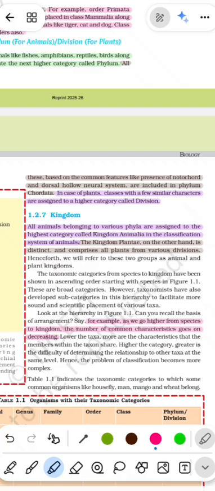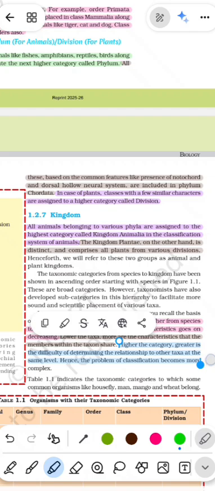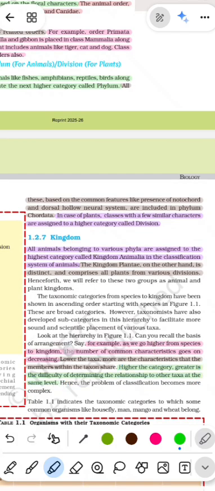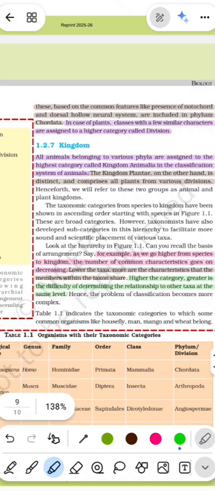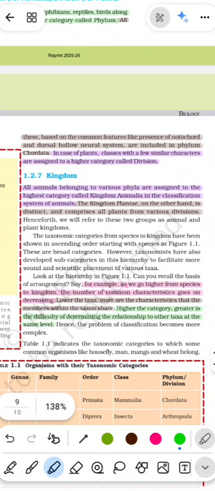The lower the taxa, the more characteristics the taxon members share. This is important. Another important thing to remember: higher categories make it greater in difficulty to determine the relationship to other taxa at the same level. It means when we go to a higher category, we cannot differentiate the animals. Like in species, we just differentiated humans. But when we move forward to Homo, there are monkeys and other creatures. Hence, the problem of classification becomes more complex.